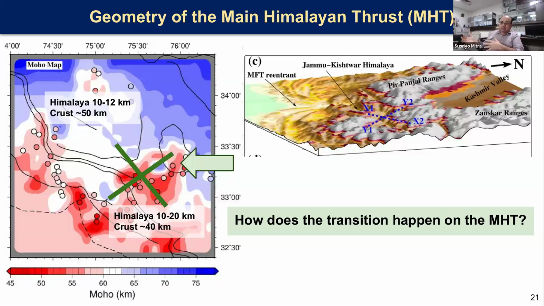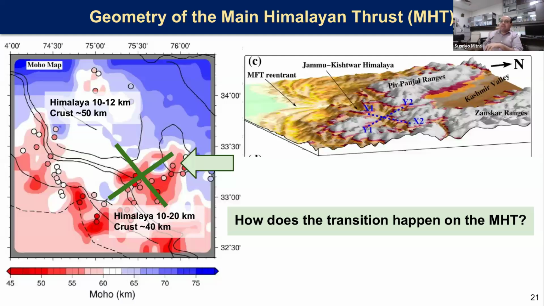Now, the next question that we ask is, how does this transition across this region happen on the main Himalayan thrust? So again, just to remind you, the Himalayan wedge underneath the southeastern or the eastern part is about 10 to 20 kilometers thick. It thickens as you go further to the north. The crust is about 40 kilometers thick. If you looked at the northwestern edge, the Himalayas are thinner. You have a flatter MHT. The wedge is thinner on top of it. However, you have a thicker crust underneath it. Now, the question is, how does this lateral variation happen?